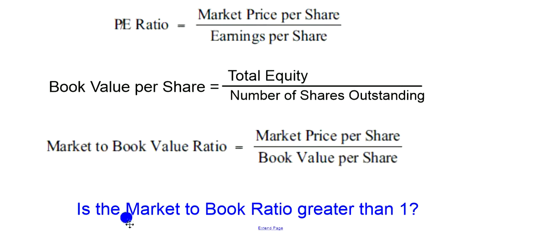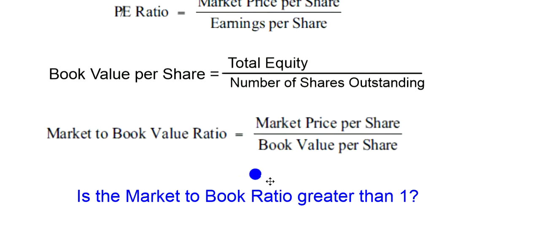So the question you're going to ask is, is the market to book ratio greater than 1? Is the price that your stock is selling for in the market greater than the book value of your stock? If it is, then we would consider that a going concern, and you would want to stay in business. On the other hand, if the stock is selling in the market for a price lower than the actual book value per share, then you might think about selling this company and trying something else. Okay.